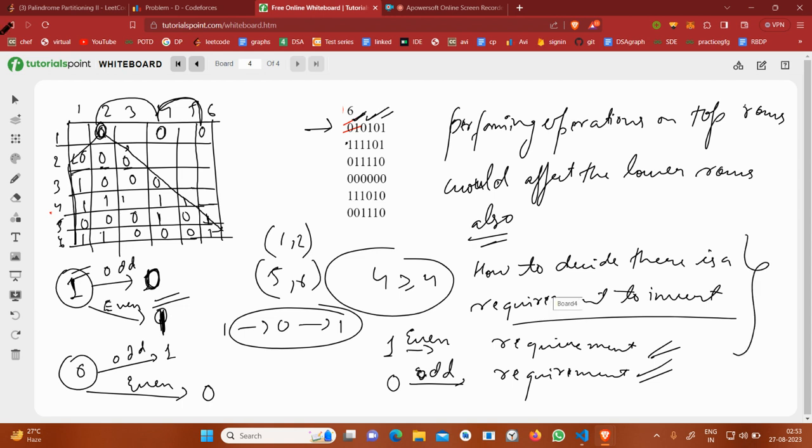Now, how to decide the number of inversions I have performed on that cell till now? I am going to discuss that. Suppose I am performing the operation on 1 comma 2. Let's move on to the next.